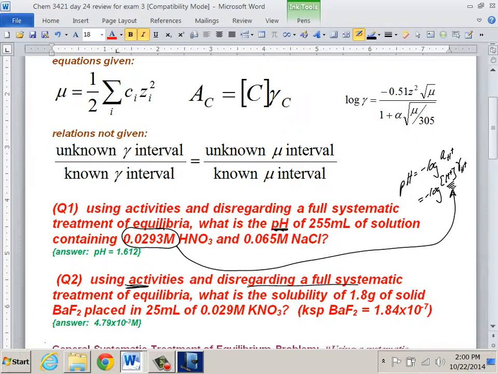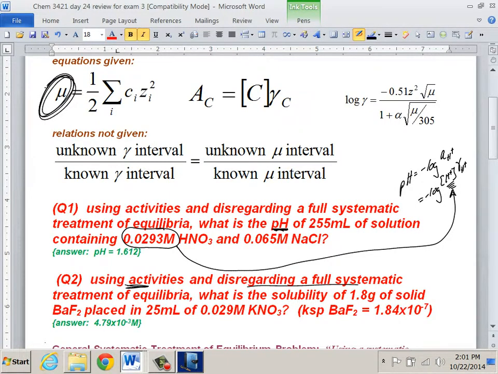Anybody help her out? What's this 0.065 molar NaCl doing in there? Wouldn't you add that and the concentration of the HNO3 to look it up in the table? Yes. Okay, now what's the word she's missing? She says look it up in the table. But look up what? What is it called? Ionic strength.